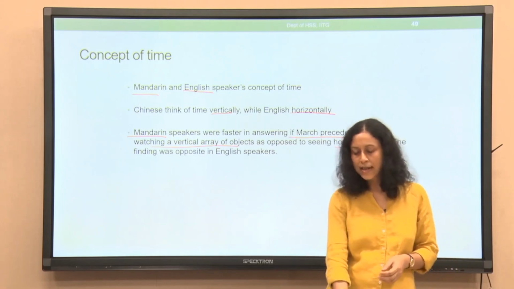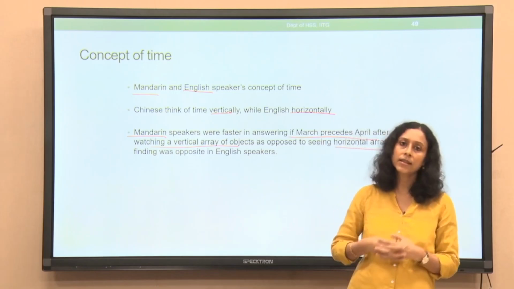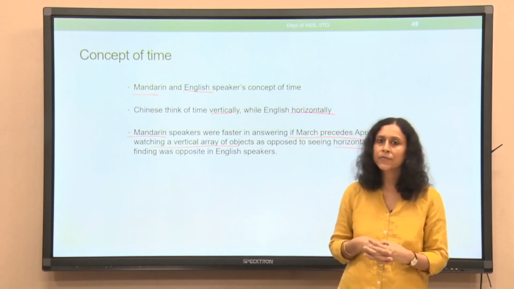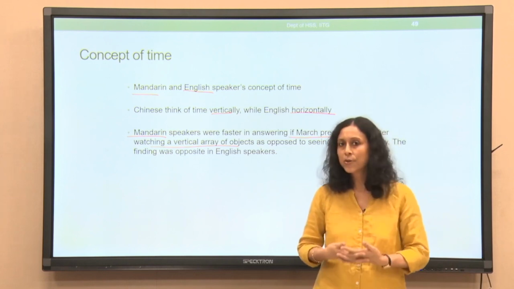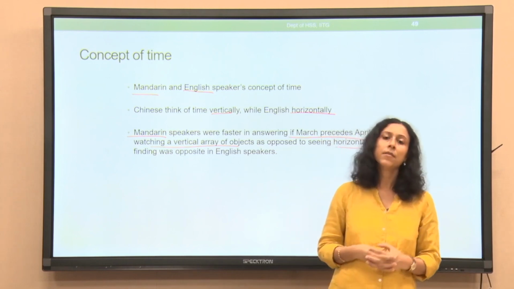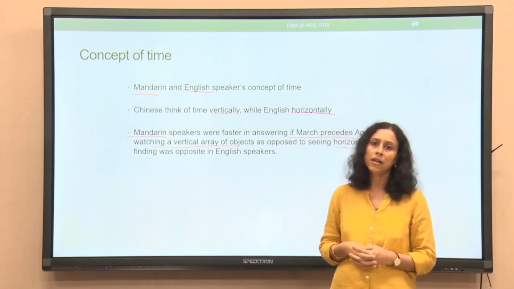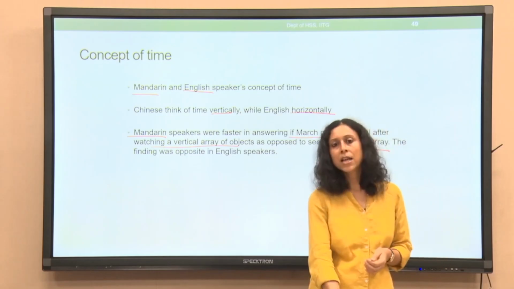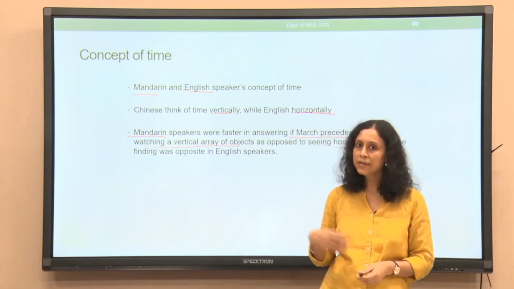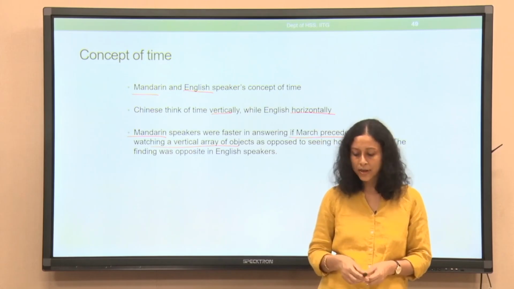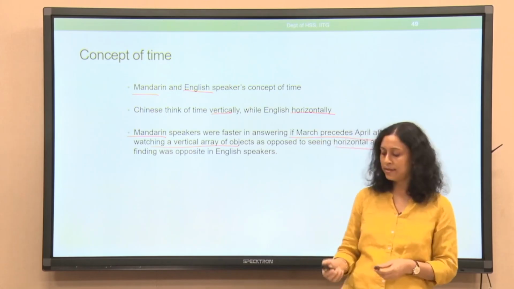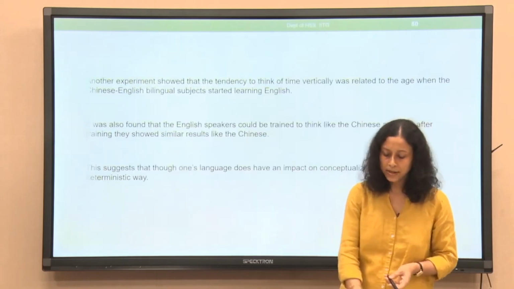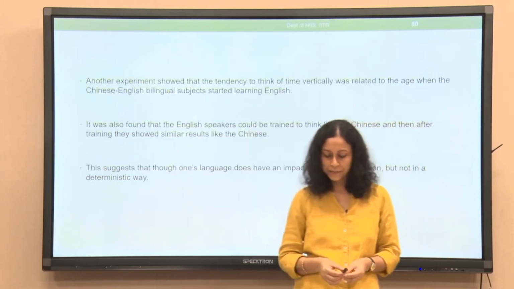So, this is taken as an example that because they think of time in a vertical way, when they saw a vertical array of objects, they were already aligned to their way of thinking. However, because the horizontal array has a tension with the way time is conceptualized in the Mandarin language, that is why they took more time in answering the question. Of course, the opposite was found in the case of the English speakers.